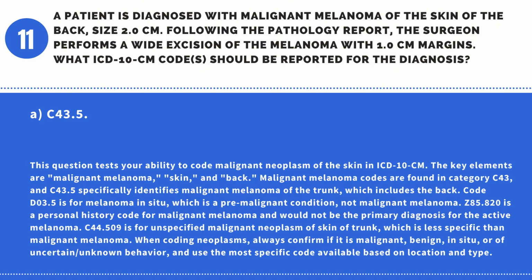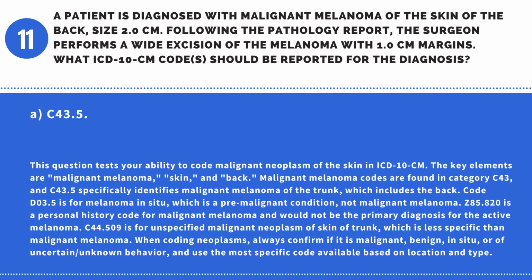Answer: A. C43.5. This question tests your ability to code malignant neoplasm of the skin in ICD-10-CM. The key information is malignant melanoma, skin, and back. Malignant melanoma codes are found in category C43, and C43.5 specifically identifies malignant melanoma of the trunk, which includes the back. Code D03.5 is for melanoma in situ, which is a pre-malignant condition, not malignant melanoma.